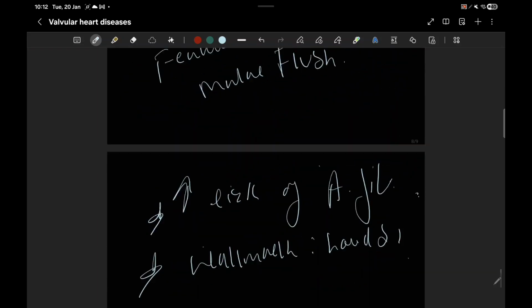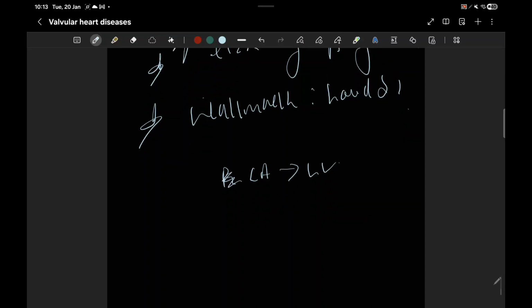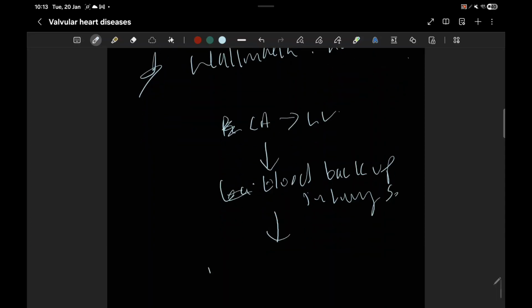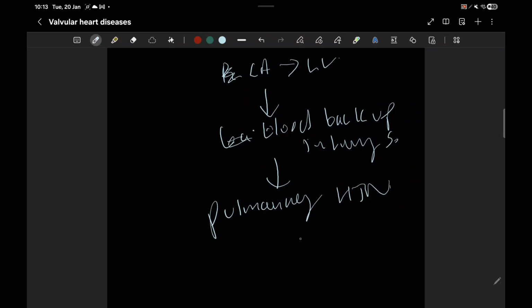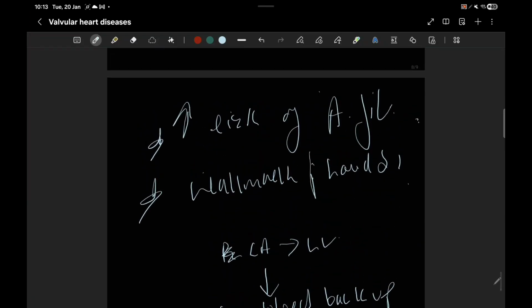So what happens when there is mitral stenosis? The blood is not able to flow through the mitral valve. When the blood cannot flow from the left atrium to the left ventricle, the blood will back up in the lungs, which will cause pulmonary hypertension. So what will happen? The right ventricle has to push harder because of the backflow. Okay, so you'll also hear a loud P2 as well. So the hallmark finding is loud S1.